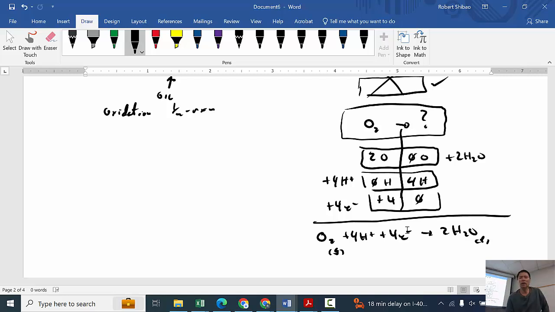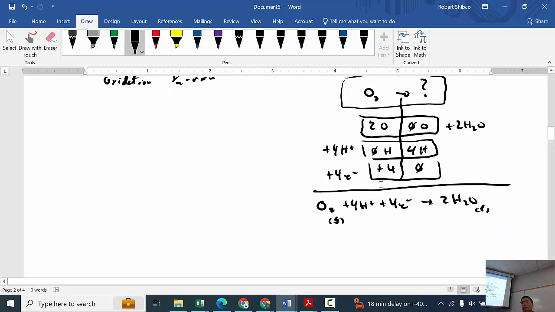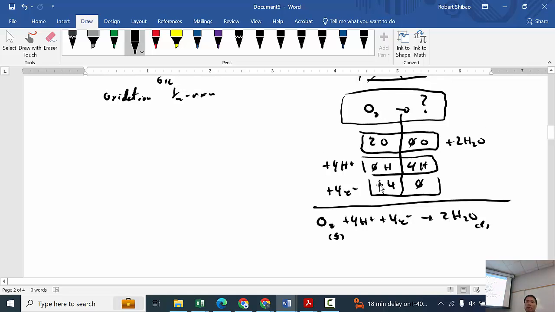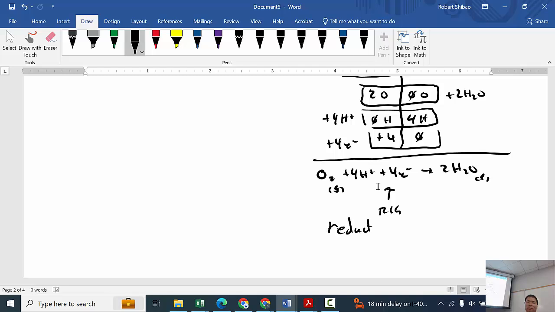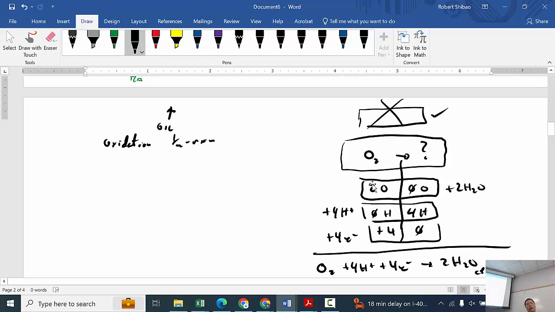Is this an oil or is this a rig? This is a rig. If you have 2 oils, will 2 oils work? No. If you have 2 oils, something's wrong. If you have 2 rigs, will that work? No, you need an oil and you need a rig. And so this is the rig. And anyway, reduction is gain. So we call this the reduction half reaction. All right, now we have our oil and we have our rig.